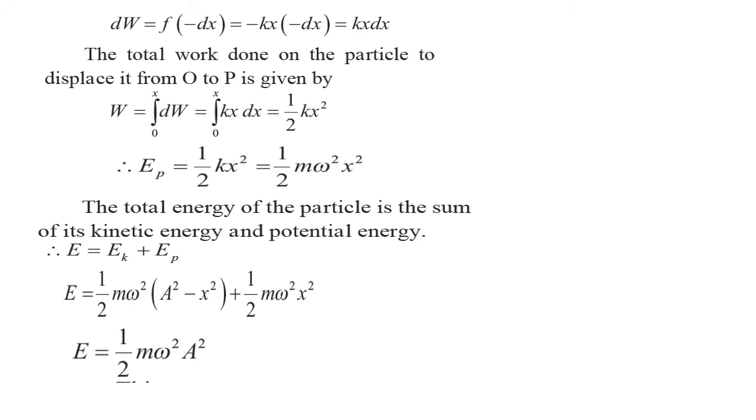Okay, here you have to remember that m, omega and a are constants. So the total energy of the particle at any particular point P will be constant, since omega, a and m are all constant. In that case the energy is also constant.